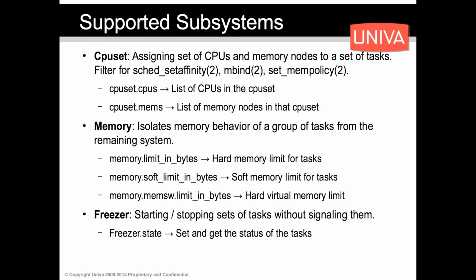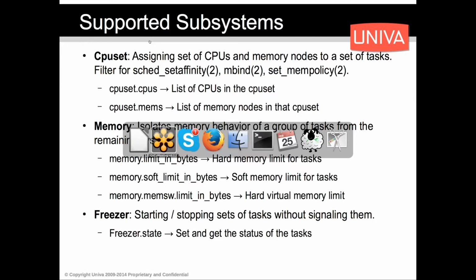The third cgroup subsystem we are using is the freezer subsystem. It is used for starting and stopping sets of tasks without signaling them. The current state of this cgroup can be seen in the freezer.state file.